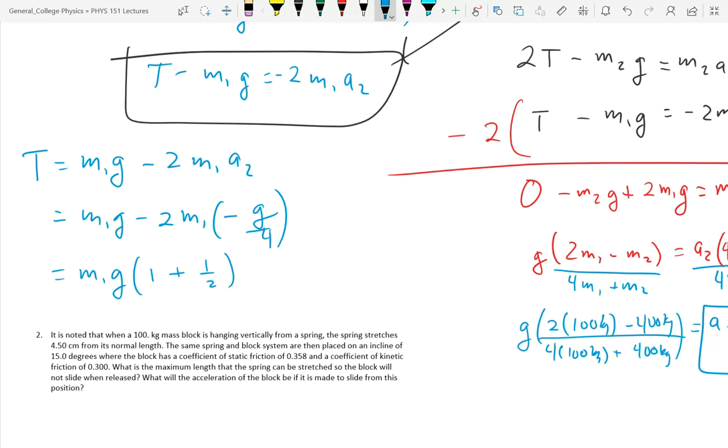Minus times minus is plus, of course. So it's going to be m1g times 1.5. So I had 100 kilograms times 9.80 meters per second squared times 1.5. And so that's 980 plus 490, 14... I don't know. I feel stupid. I thought my brain's not working. 1470. Yeah, is that what you said? Yeah.